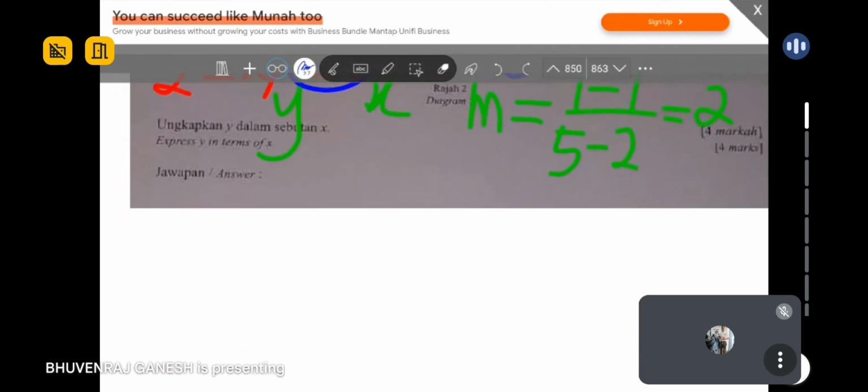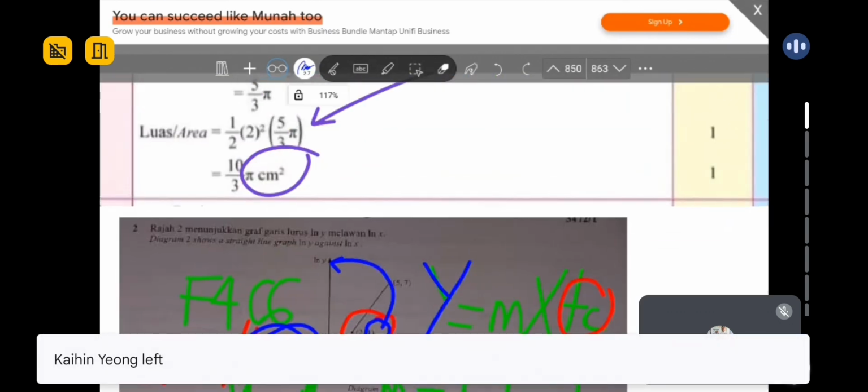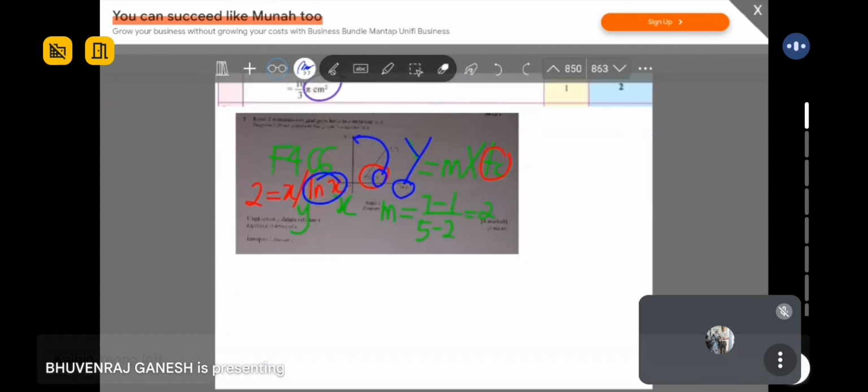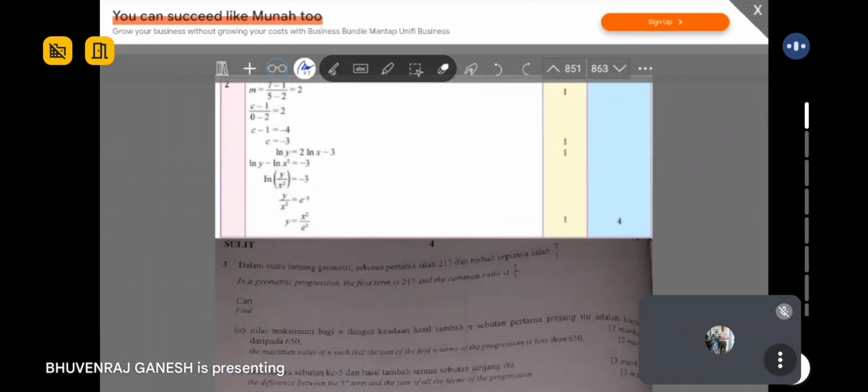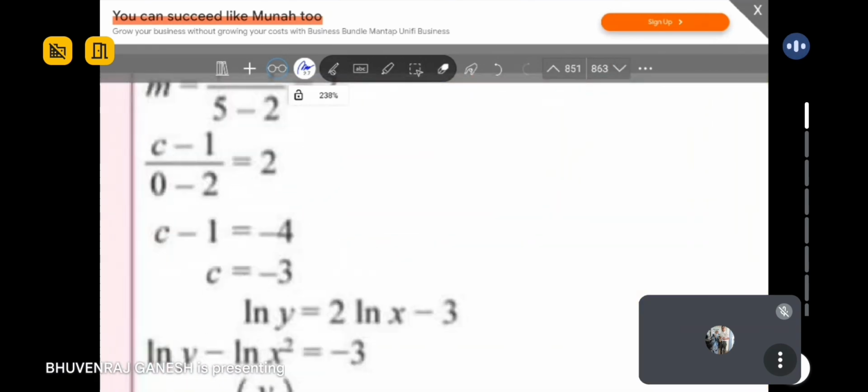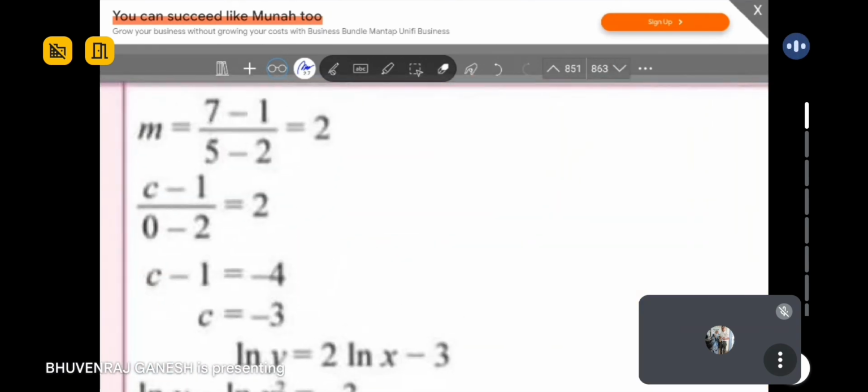So kamu akan dapat macam ni. Wait, where is the answer? I think it's on the other page. So you will get something like this, guys. This is your equation. After you simplify, kamu akan dapat yang ni. So now guys, the question asks you to express y in terms of x.